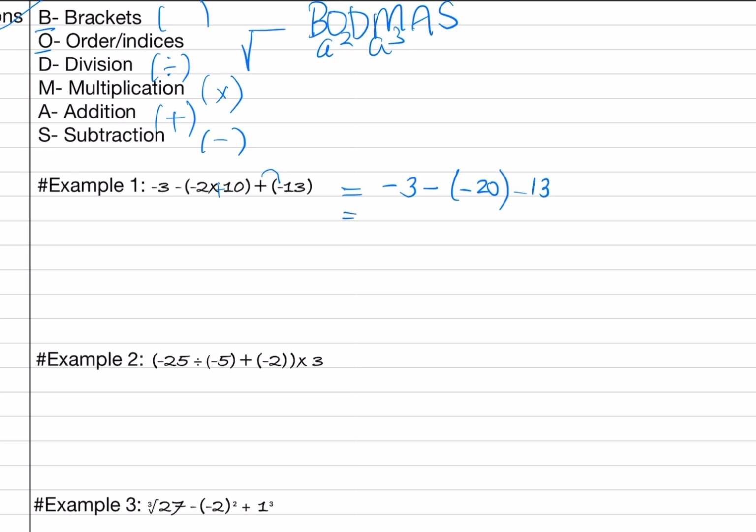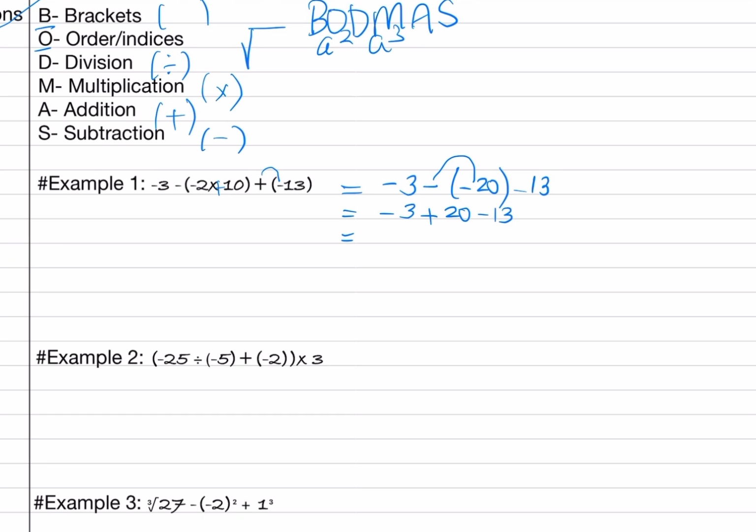It gives us minus. So we're going to write minus 13. Then equals. Let's do the one in the bracket again, because we're following the brackets order. Minus 3. What do minus and minus give us? Plus 20 and minus 13. So now we can solve this without any brackets. It gives us 17 minus 13, which is 4.